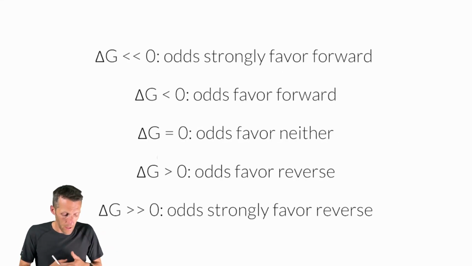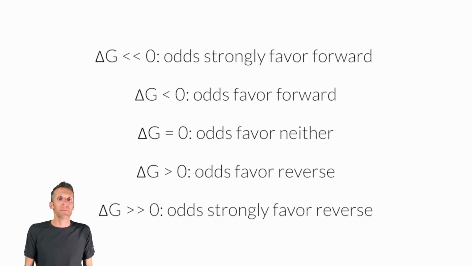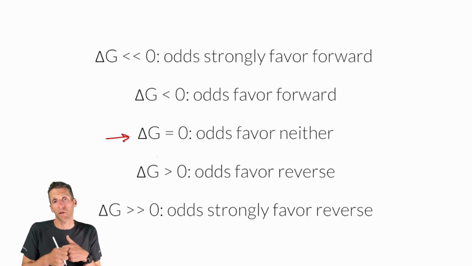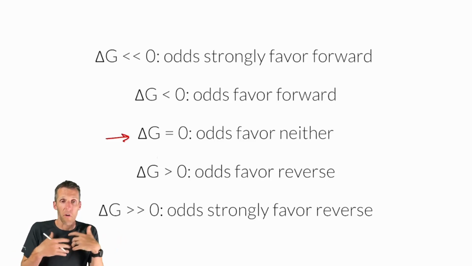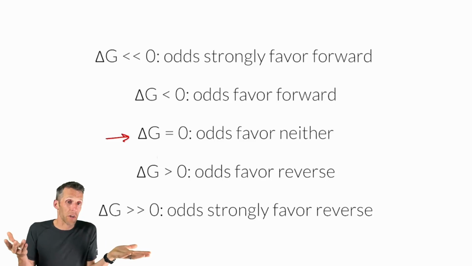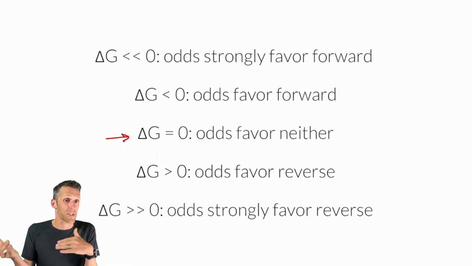Okay. And when we put it in these frames, hopefully the scale you've probably encountered in the past starts to mean something. So let's think about delta G equals 0. This is when the forward and reverse probabilities are the same. Your delta G is 0, and so you have odds favoring neither. Both events are going to happen. You're going to see forward reactions and reverse reactions. It's just you don't know which is going to occur, right?